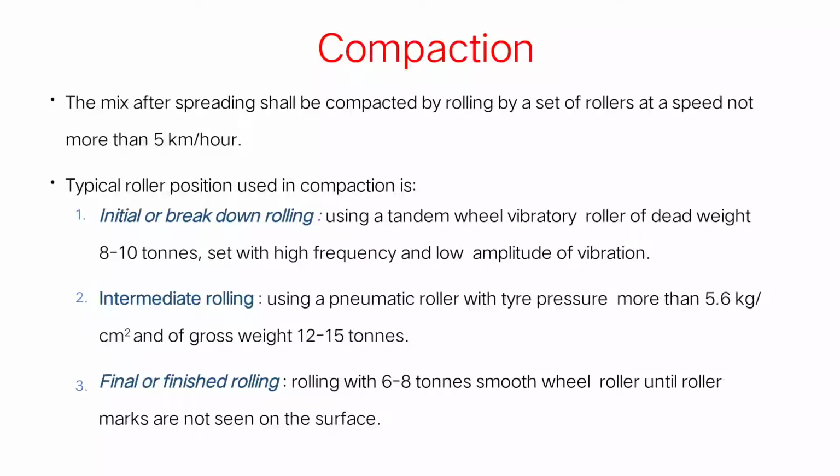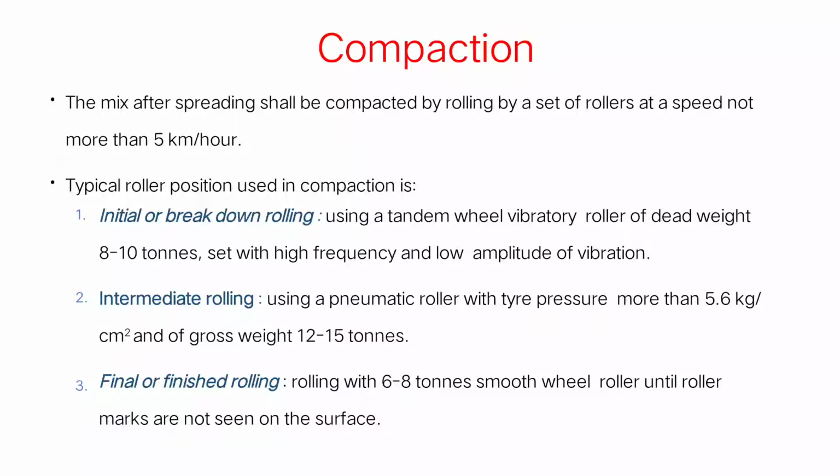The mix after spreading shall be compacted by a set of rollers at a speed not more than 5 kilometers per hour. So the roller should move at a speed not exceeding 5 kilometers per hour. Typically, the roller sequence used in compaction is first initial or breakdown rolling. This uses a tandem wheel vibratory roller of dead weight 8 to 10 tons, set with a high frequency and low amplitude of vibrations.